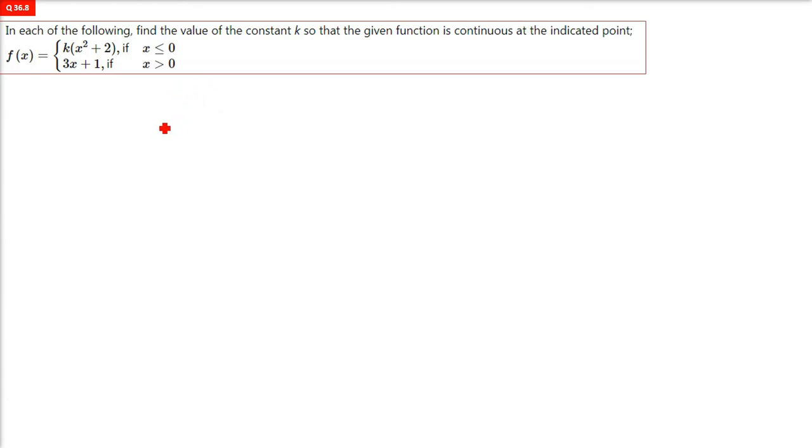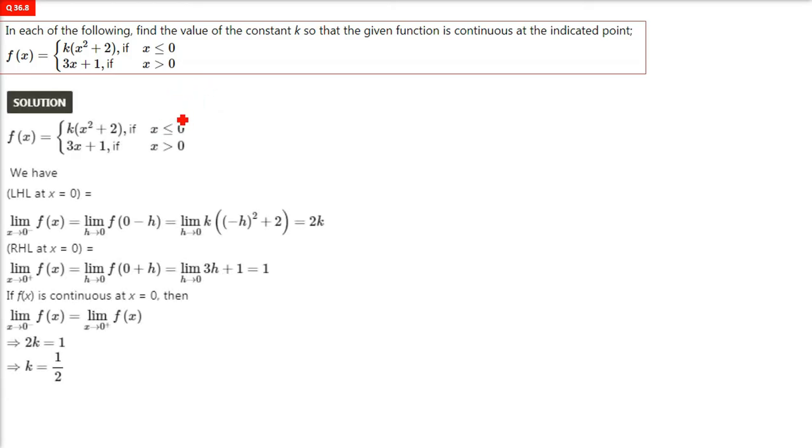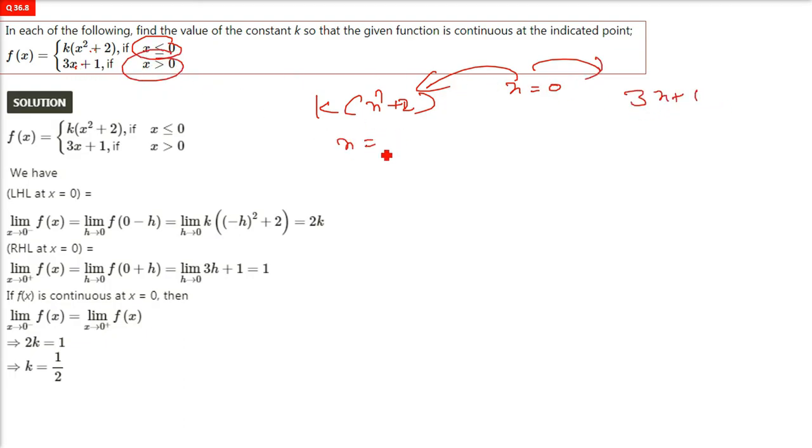In each of the following, find the value of the constant k so that the given function is continuous. Kx square plus 2 here and 3x plus 1. So at x as 0, if you go backwards, it is kx square plus 2. If you move forward, it is going to be 3x plus 1. So x is going to be equal to 0 minus h on the left hand limit, 0 plus h on the right hand limit. So k into minus h square plus 2. Here we are going to write 3 into 0 plus h, which is h only, plus 1.